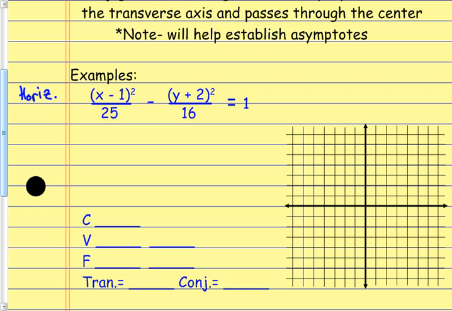And so now I'm going to identify the center. I can see my h value right here and my k value. Remember, the h is always with the x and the k is always with the y. So my center this time is (1, -2).